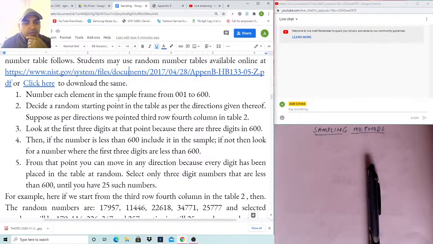So number each element of the sample frame from 1 to 600, because we have 600 students. Now decide a random starting point in the table as per the directions given. Suppose as per the direction we pointed at the third row, fourth column in table 2. Say for example, it is day 2, and we have first randomly selected table 2, and then we have dropped our pencil, and that pencil has pointed at the third row and the fourth column.